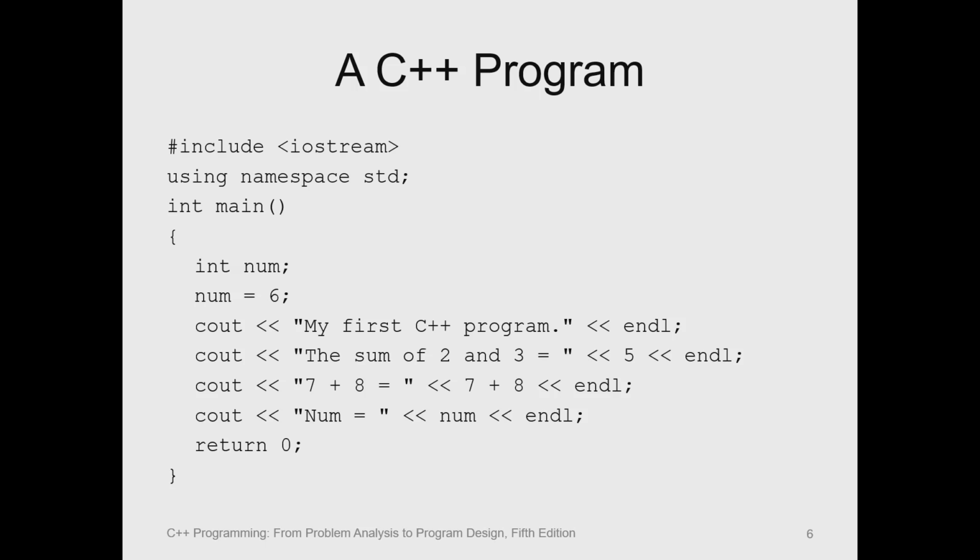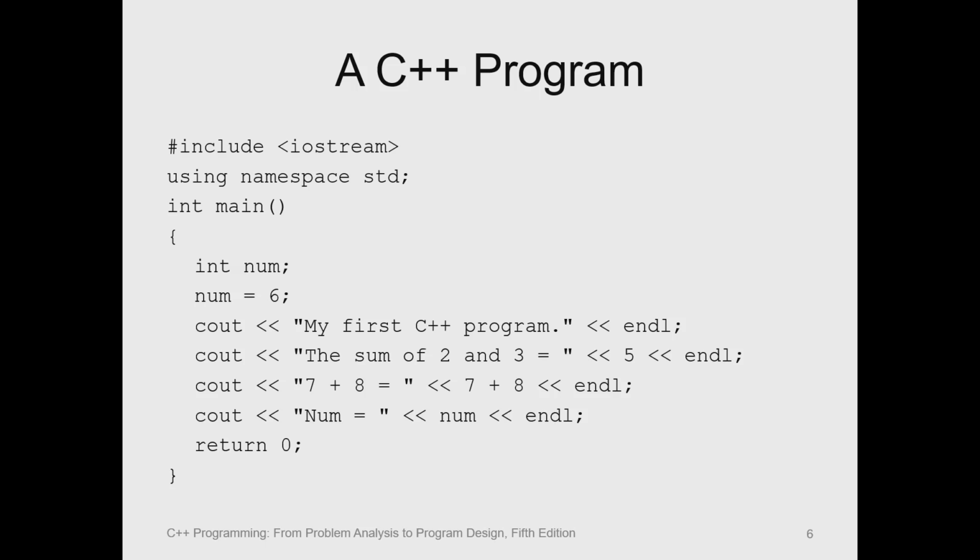#include <iostream> is what we call the preprocessor directive. A preprocessor directive includes a sharp sign, the word include, together with a header file, iostream. iostream stands for input-output streaming. Together with that is using namespace std.